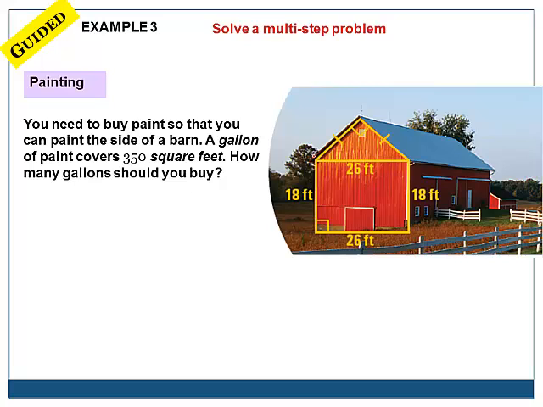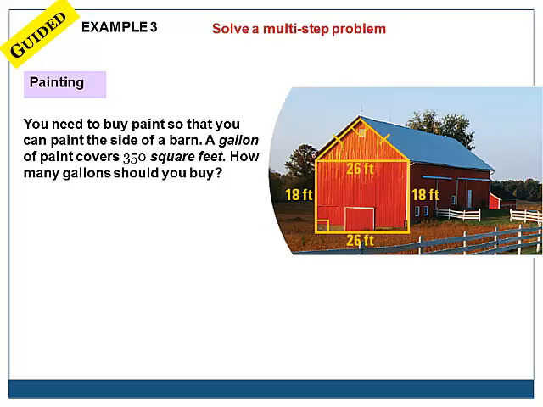And finally, now we're going to solve a multi-step problem. So it says that we need to buy paint so that we can paint the side of a barn. A gallon of paint covers 350 square feet. How many gallons should you buy? So here we need to use our area addition postulate because we have two different shapes. We have a rectangle and a triangle.